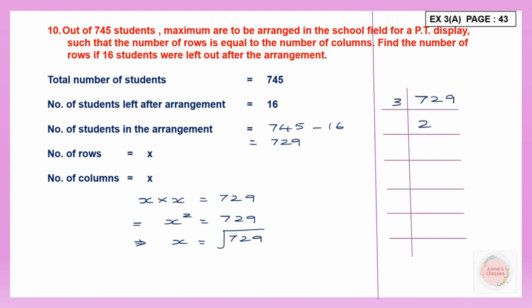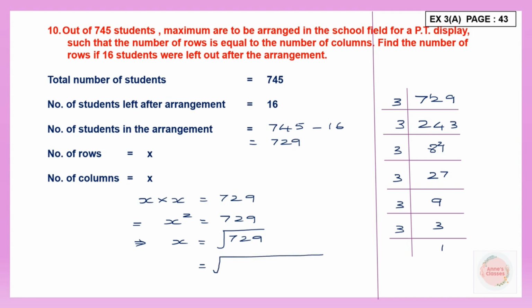3 2s are 6, there's 1 left, 12, 3 4s are 12, 3 3s are 9. We continue with 3, 3, now let's take 24, 3 8s are 24 and then we have 1, 3 1s are 3. Continue with 3, 3 2s are 6, there is 2 left, 21, 3 7s are 21. 3 9s are 27, 3 3s are 9, 3 1s are 3. So what do we have here? We have all these prime factors.